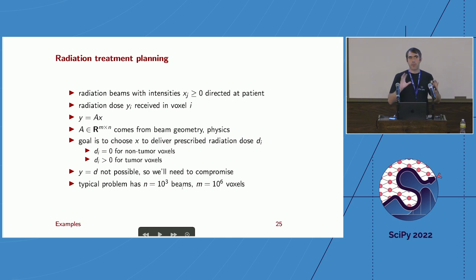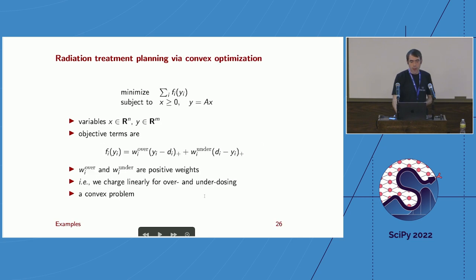And just in terms of dimensionality, you could think of there being like 1,000 beams, that's the discretization of the locations, and then maybe like 1,000,000 voxels. They'll focus on a particular area of the body, so like 1,000,000 voxels. And the way we approach this through convex optimization is, first we write down the basic physical constraints, like the non-negative beam intensity, and then the relationship between the beams and the dosage. And then we want to penalize the dosage somehow to get the behavior that we want.